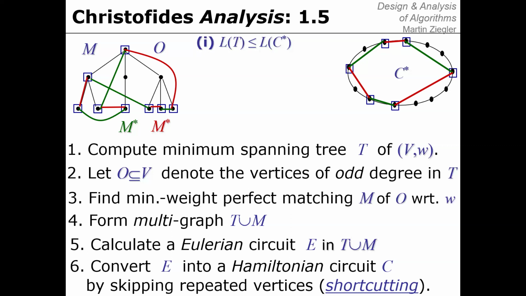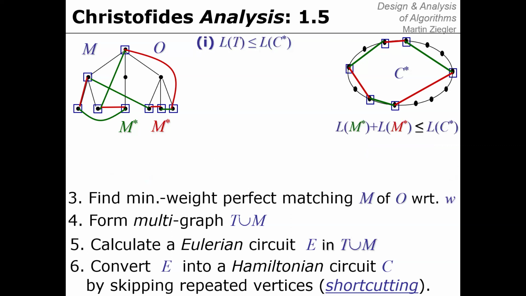On the other hand, the green and the red M star arise from taking shortcuts in the unknown optimal tour, and by triangle inequality, taking shortcuts can only decrease but not increase the weight. So adding the weights of the green perfect matching and the red perfect matching together can be no larger than the weight of the unknown optimal tour.